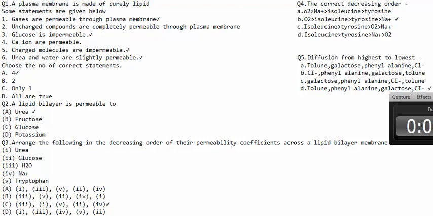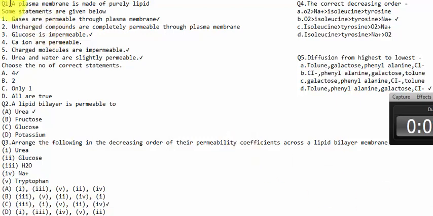Okay, so the gases like oxygen, carbon dioxide, the steroid molecules, and the fat soluble vitamins, that is A, D, E, K, are permeable to the lipid bilayer, and to some extent some polar molecules are capable of permeating the lipid bilayer without the aid of any transport protein or channels. For example, water, glycerol, urea, and ethanol. So let's discuss some questions, then we'll get a better idea about the permeability.